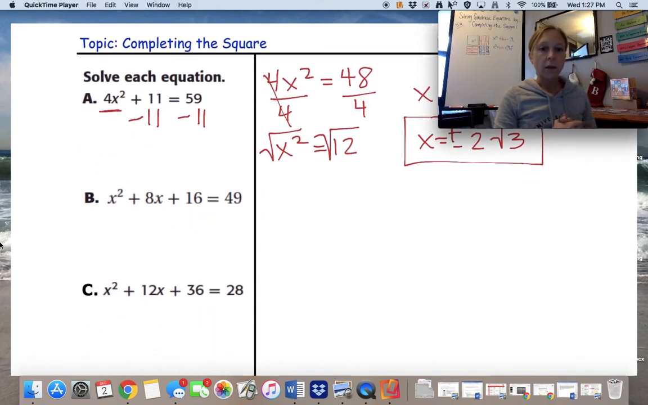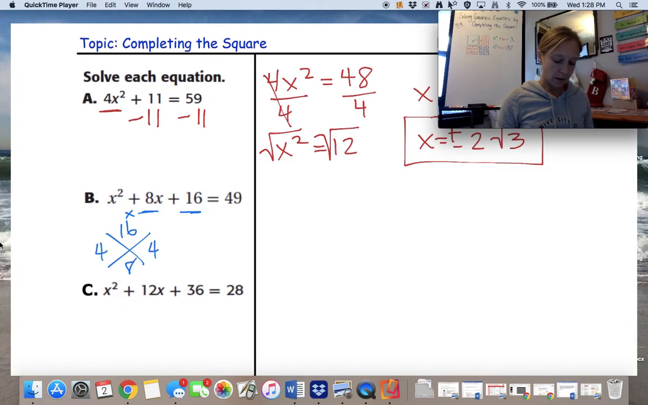Okay, let's take a look at it first. This looks like something I can factor. I also noticed that there is a 49 on the right-hand side, and 49 is a perfect square. I can take the square root of that. So I think what I'm going to do is ask myself what multiplies to 16 and adds to 8. You're right, 4 and 4.